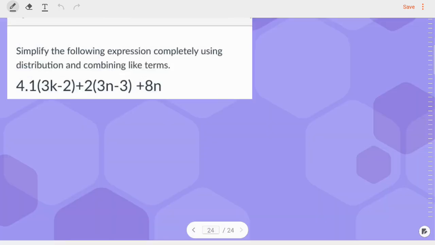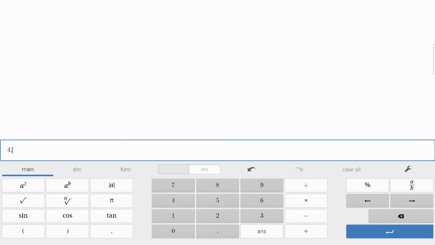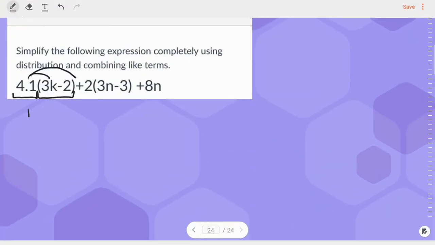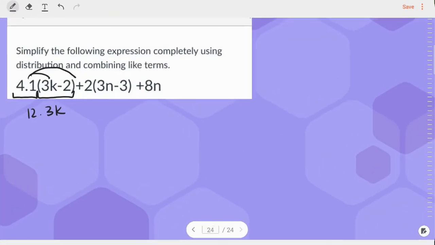All right, last one. Lots of parentheses going on. So I remember I'm going to take care of those first by multiplying what's in front. There's one set of parentheses. I've got a 4.1 in front. So 4.1 times 3, here we go with calculator. 4.1 times 3 is 12.3. Okay. 4.1 times negative 2. 4.1 times negative 2 is negative 8.2.